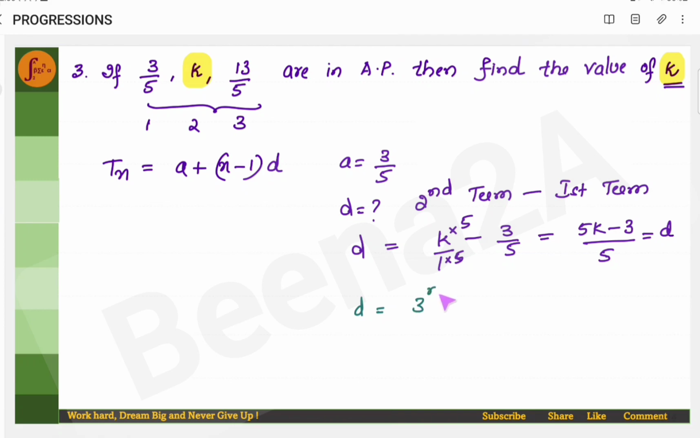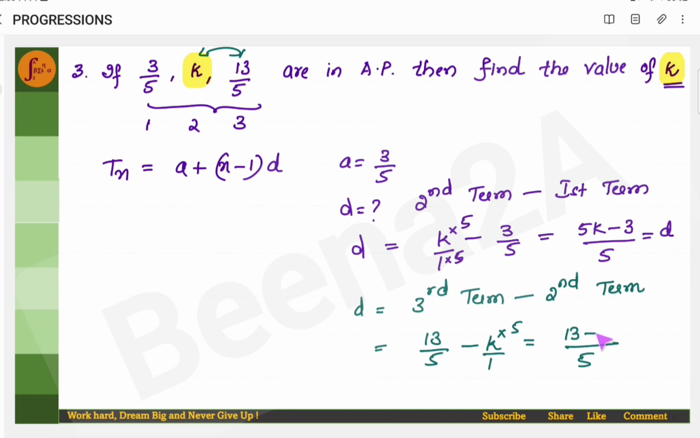Now, next, we'll find the difference between the third term and the second term, right? I'll tell you why. We found the difference between the second term and the first term, which is (5k minus 3) by 5. Now we'll do the same thing between the third term and the second term. What is the third term? The third term is 13 by 5. What is the second term? The second term is k. Now if I take the LCM, I'll get 13 minus 5k, right? This is D.